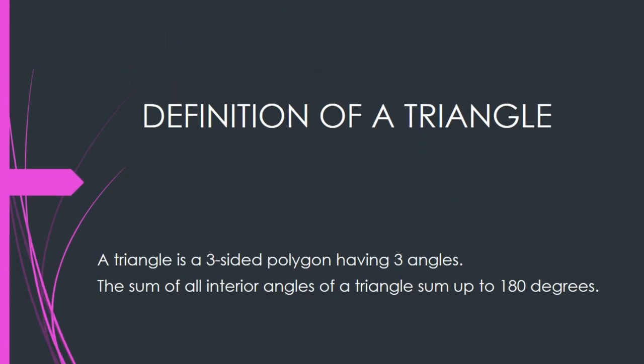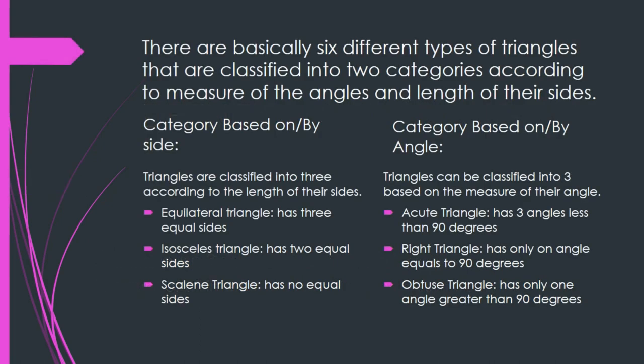A triangle is a three-sided polygon having three angles, and the sum of all the interior angles of a triangle sum up to 180 degrees. Types of triangles: there are basically six different types of triangles that are classified into two categories according to the measure of the angles and the length of their sides.